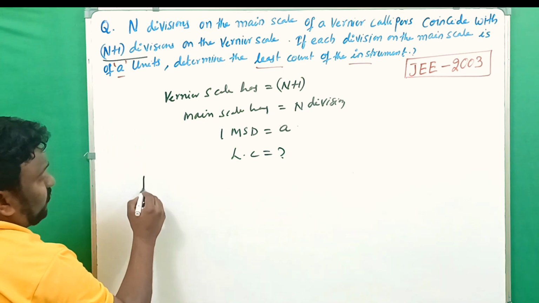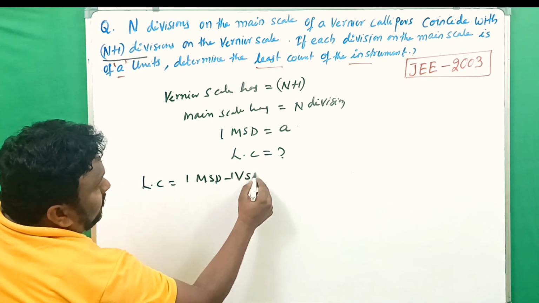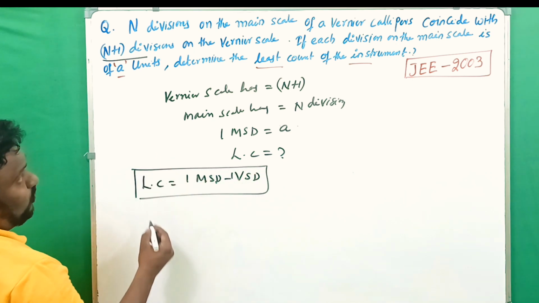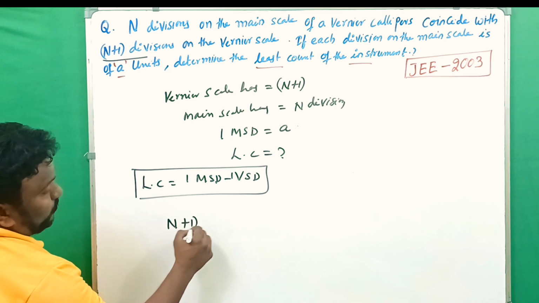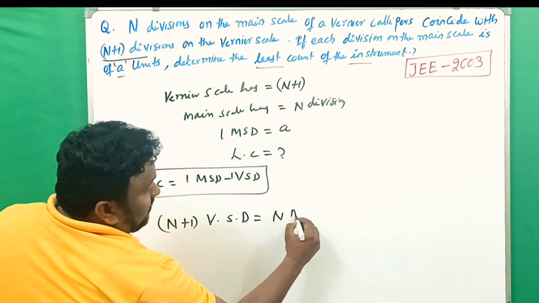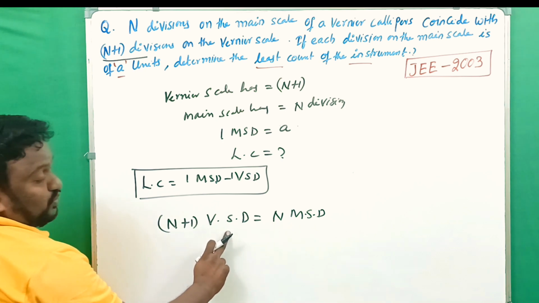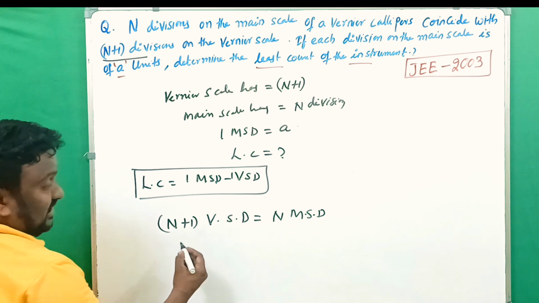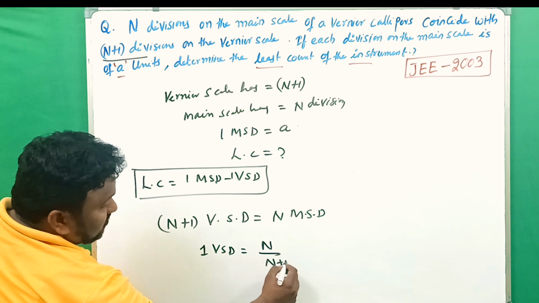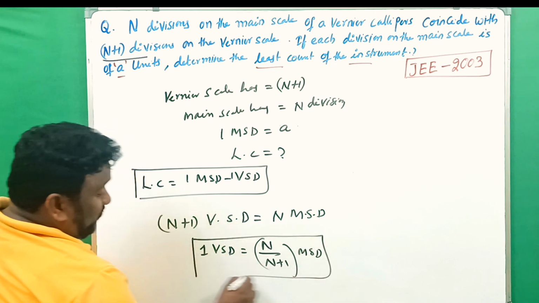The least count formula, as we already know, is 1 MSD minus 1 VSD. According to what was given, n plus 1 vernier scale divisions equal n main scale divisions. Then from that, 1 VSD equals n by n plus 1 MSD. So this is the value of one vernier scale division.